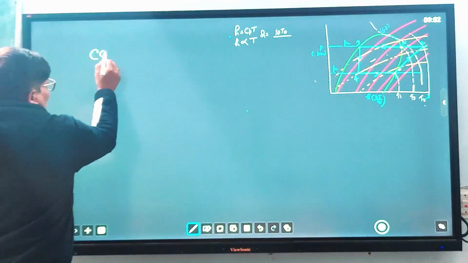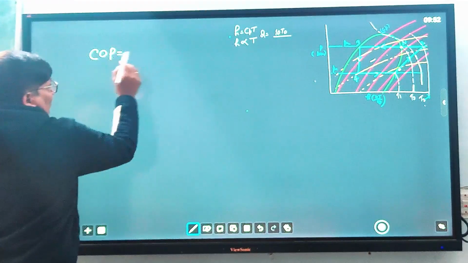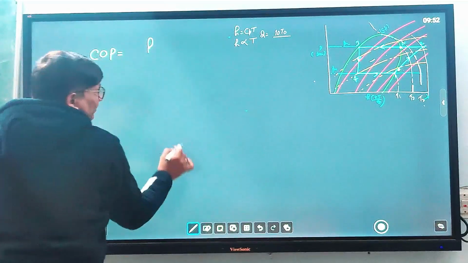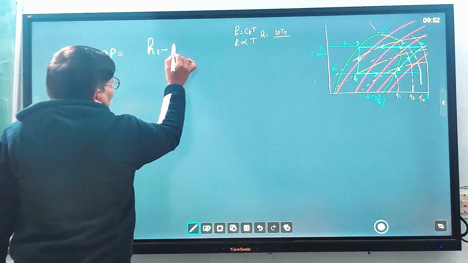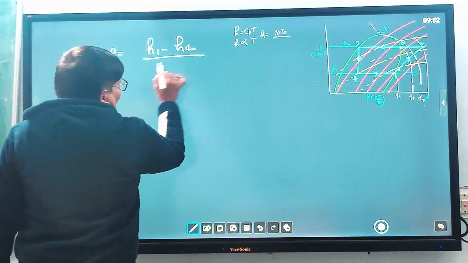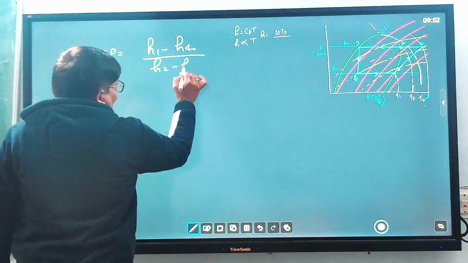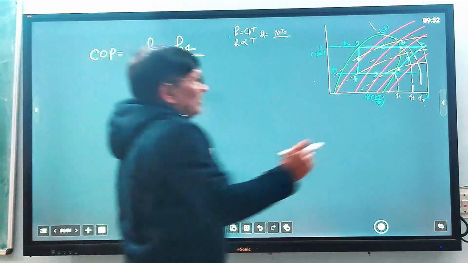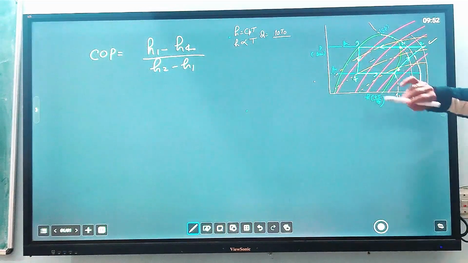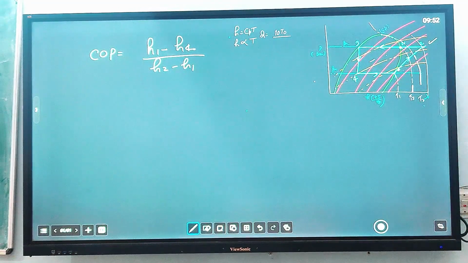So COP equals H1 minus H4 upon H2 minus H1. This is a very simple equation because H2 is a known quantity that you have already calculated, and the rest of the things are already given. So, for finding out H2 we have used different equations.